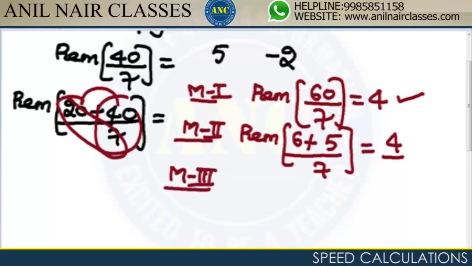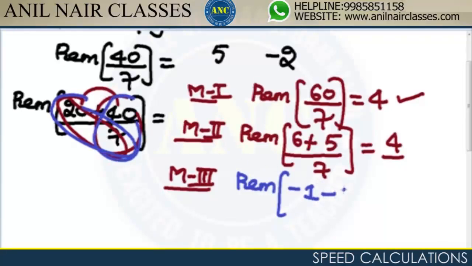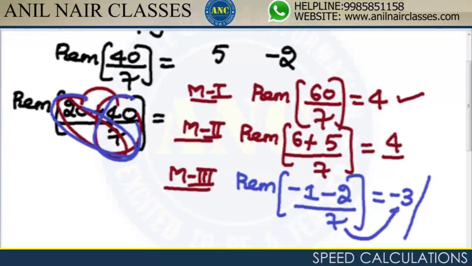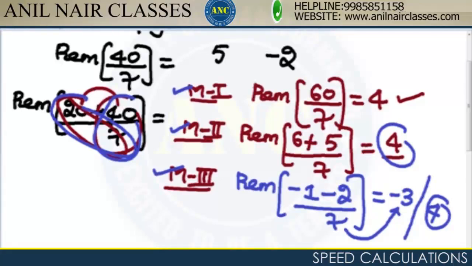Method 3, by using negative remainder. 7 threes are 21, negative remainder is minus 1. 7 sixes are 42, negative remainder is minus 2. Minus 1 minus 2 is minus 3. If you get a negative remainder, add it with the denominator. What is 7 minus 3? 4. Whether you divide individually, divide the total by 7, or use negative remainders, in all three cases you will get the same answer.